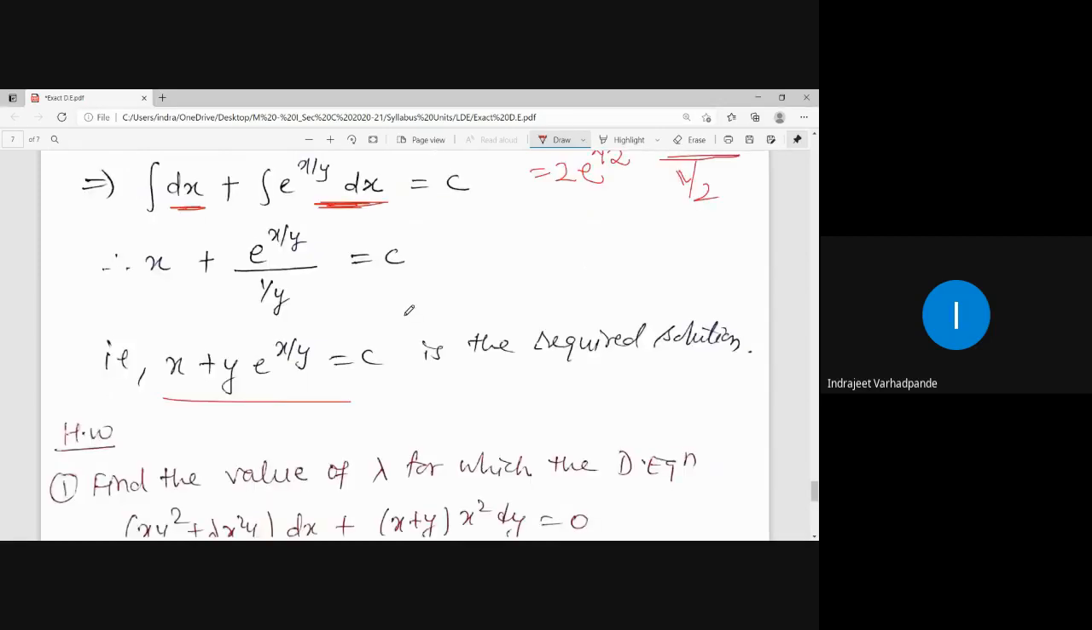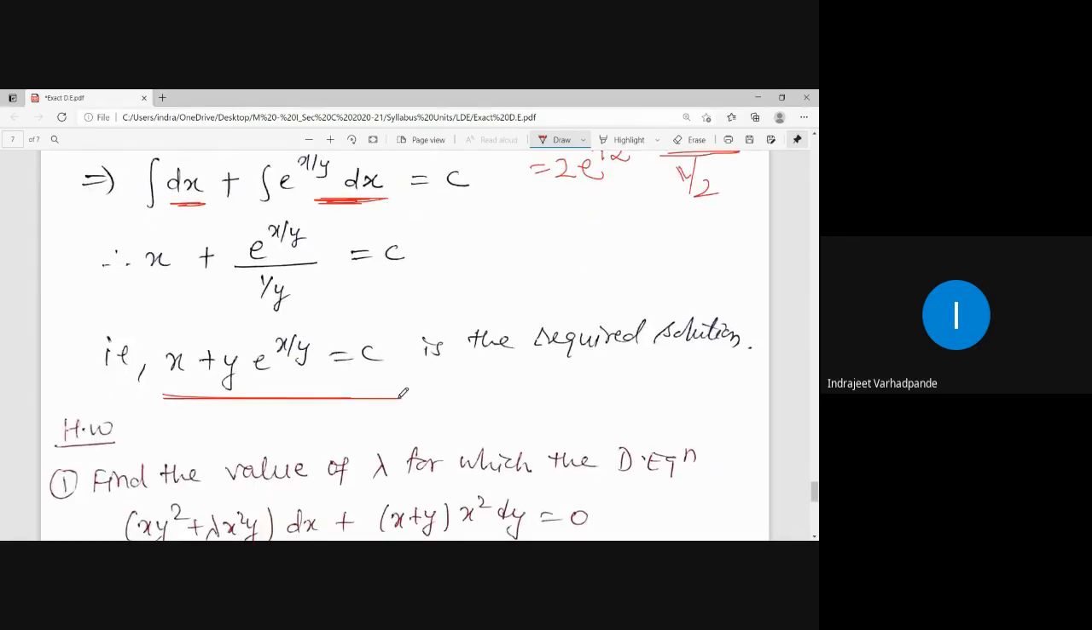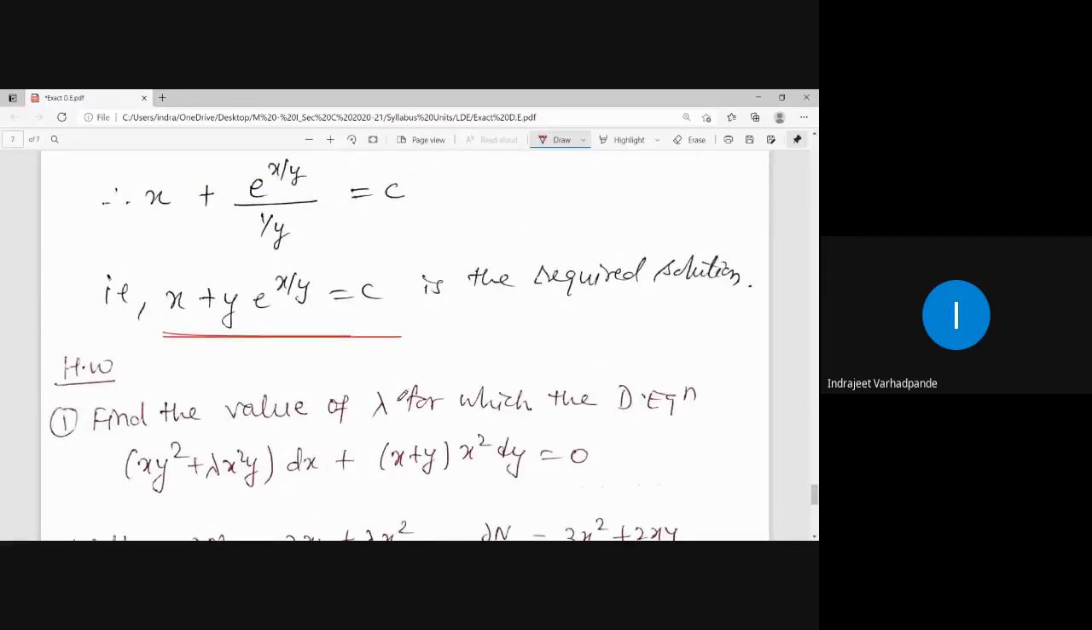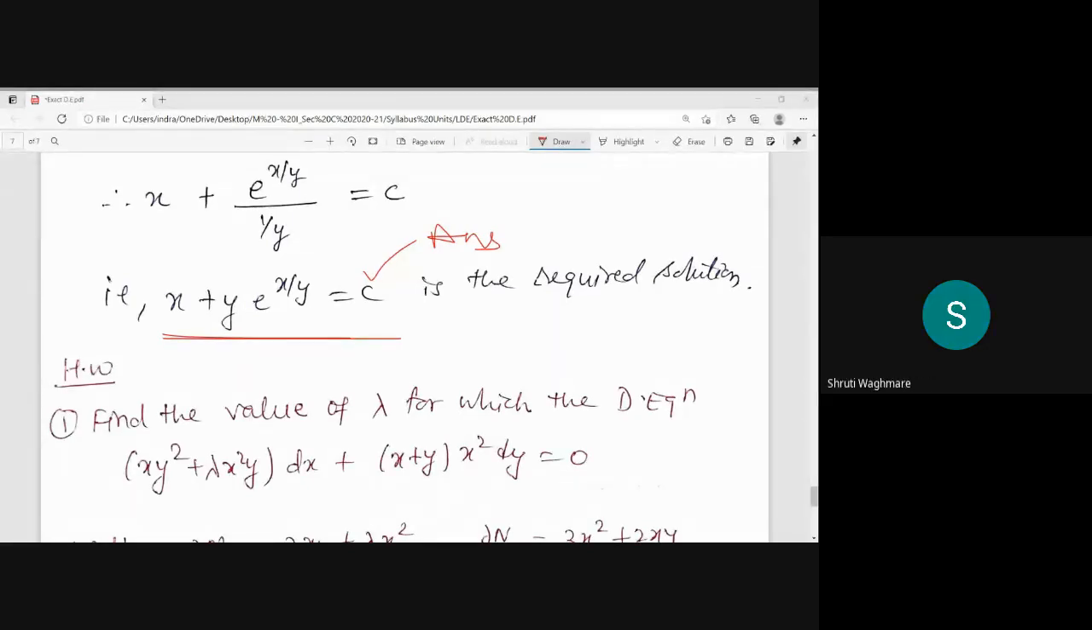Okay? So that is what the required answer is. Finish writing. Kindly note down the problem for homework. Only one example is there, I think. This is the final answer. So with this, we complete the exact differential equation. I hope the problems are clear for exact differential equation: how to identify them, how to check the condition of exactness, and how to proceed with finding the solution.